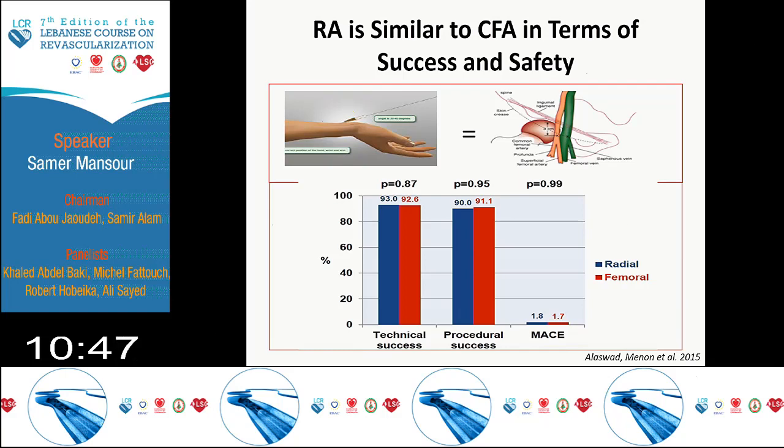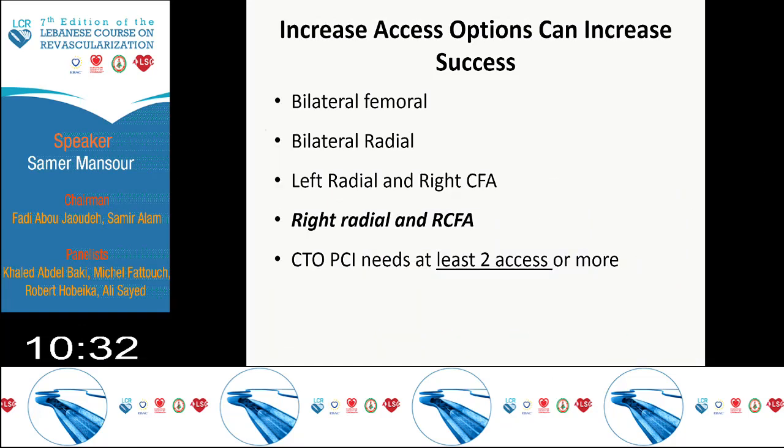Now you have the materials. You need to look at the arterial access that you may use. Radial artery is similar to femoral artery in terms of success and safety. As you can see here, it gives you the same technical success, procedural success, and the same rate of complications in your CTOs. The more access you have, the higher rate of success you may have. You can use, of course, bilateral femoral. You can use bilateral radial. You can use left radial, right femoral.